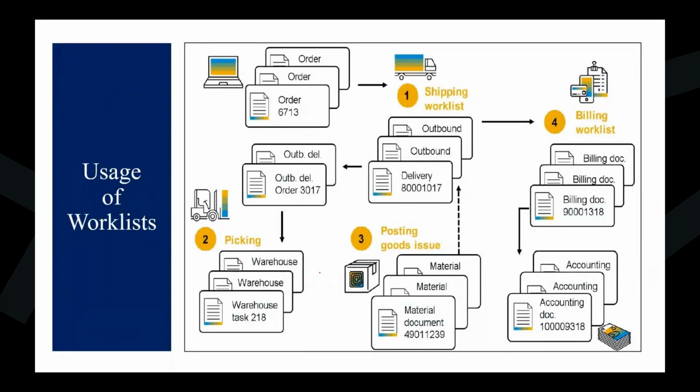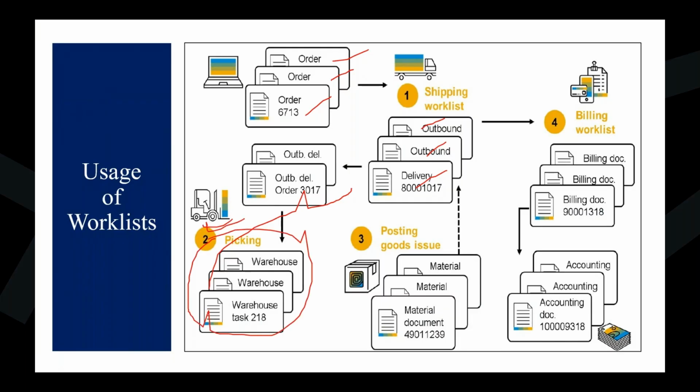Work list basically. So here, first one is shipping work list. In the shipping work list, you take all the sales orders and convert them to outbound deliveries at one go. So if you see here, you have three sales orders. They will get converted to outbound deliveries. Okay, and then using these outbound deliveries, you can do picking also.